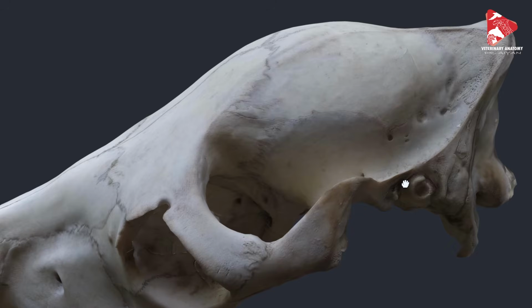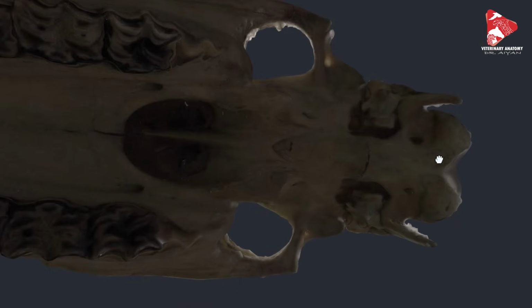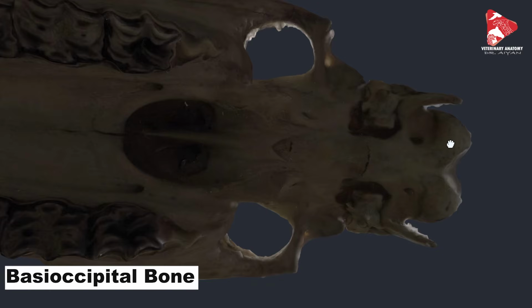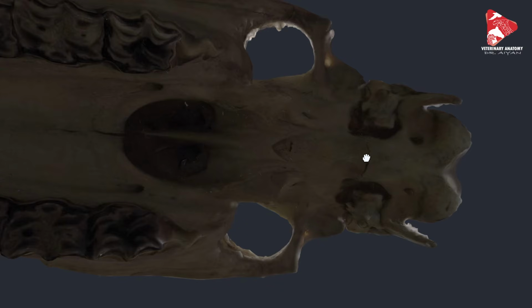If we move to the floor, here caudally we have this bone, which is part of the occipital bone, called the base occipital bone. We will talk about it later. Part of this bone is the condyle, the occipital condyle. In front of the base occipital bone, this border is the joint, the suture between the base occipital bone and this bone.